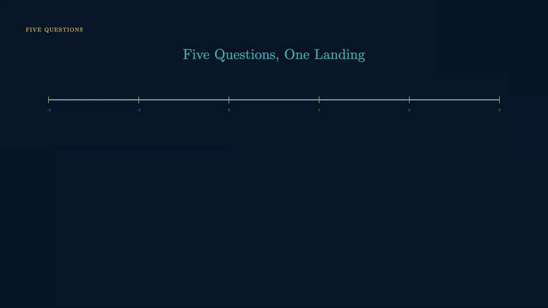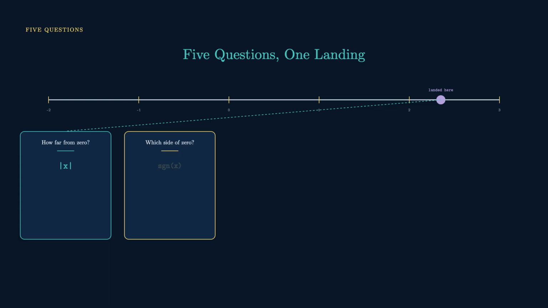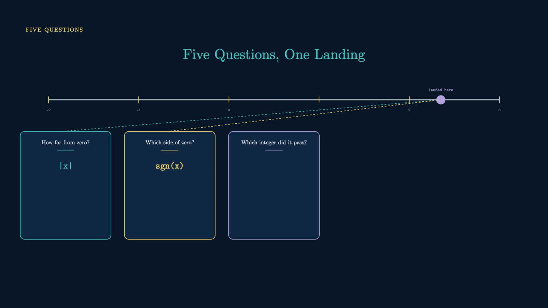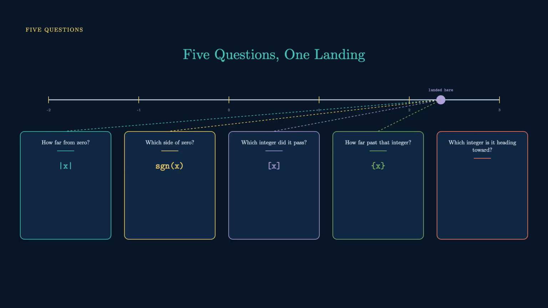Because now every function is just a different question about that one landing. How far from 0 did it land? That's modulus. Which side of 0 is it on? Signum. Which integer did it land past? That's the greatest integer, the floor. How far past that integer did it go? Fractional part. And which integer is it heading toward? Ceiling. 5 questions. 1 dot.